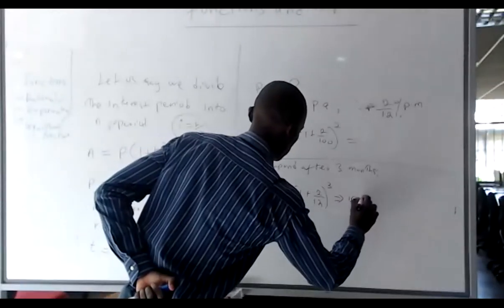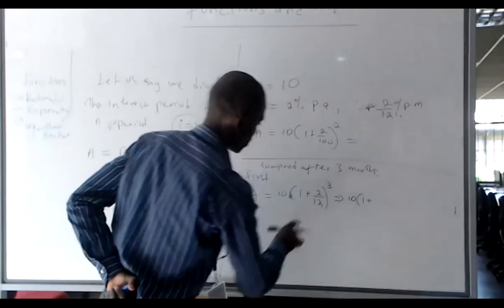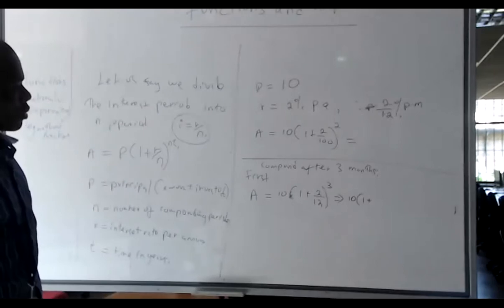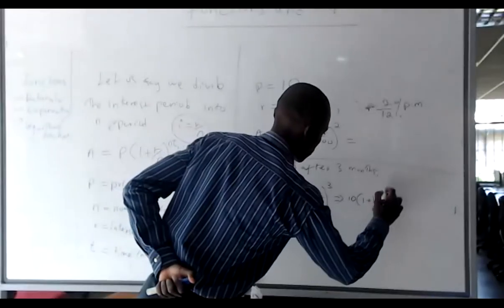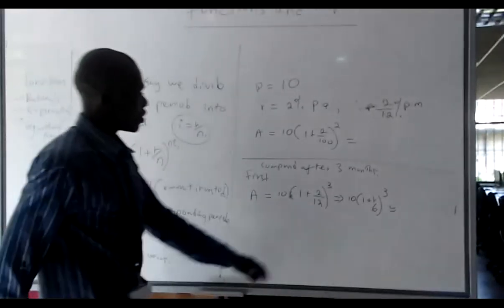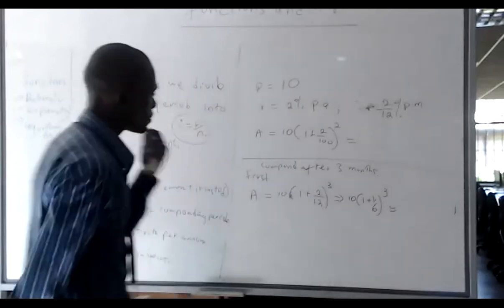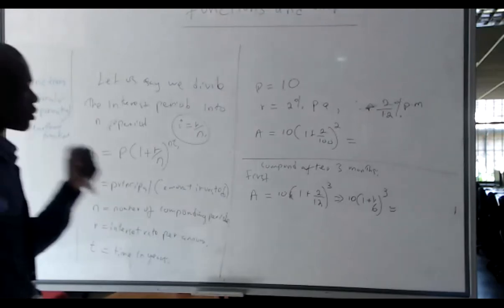This is 10 multiplied by 1 plus, what is 2 divided by 12? 2 divided by 12 is 1 over 6, cubed. What do you get when you compute this? Someone put this in the calculator.